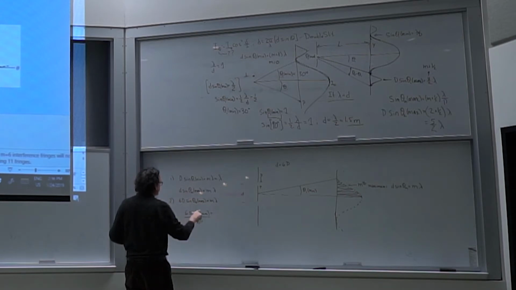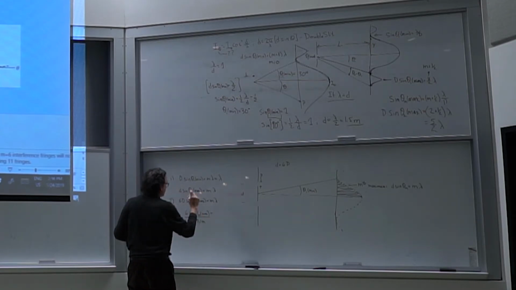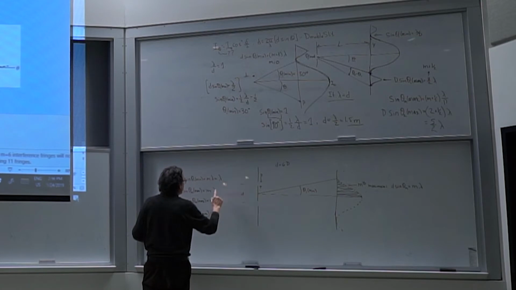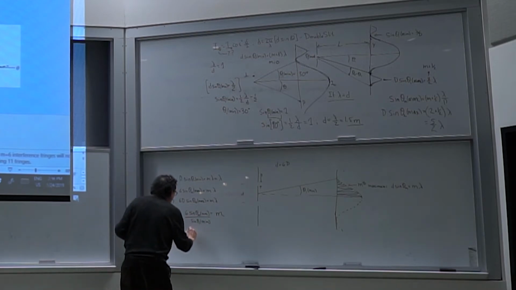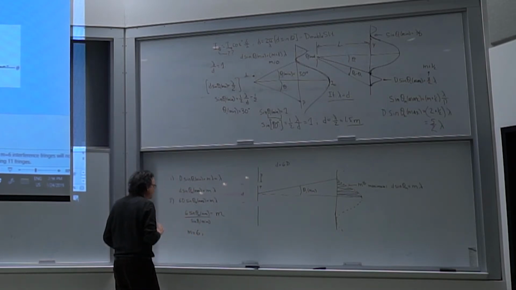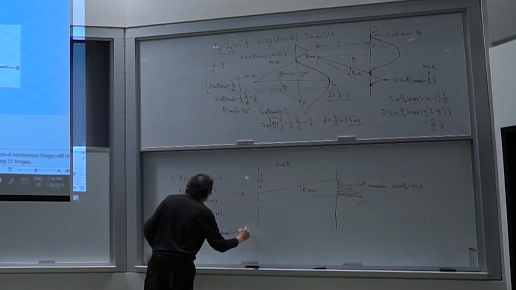D sine theta m maximum divided by sine theta 1 minimum is equal to m. All right. So we can see then that for m equals 6, which is the 6th interference maxima, I have the condition that sine theta m max occurs exactly at the same angle as the first minimum of the diffraction pattern, sine theta 1 min.